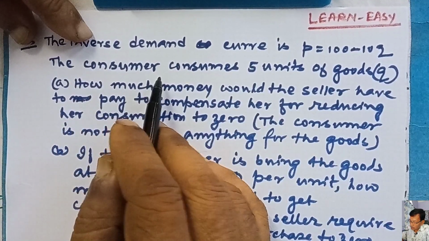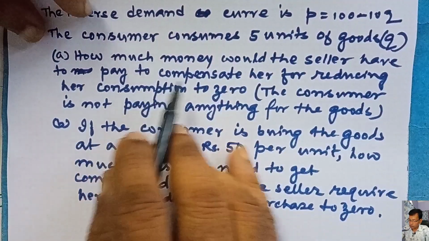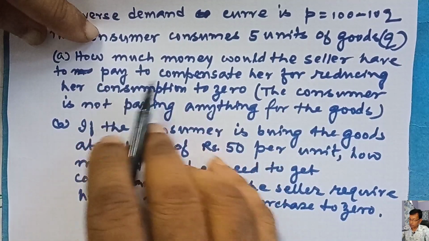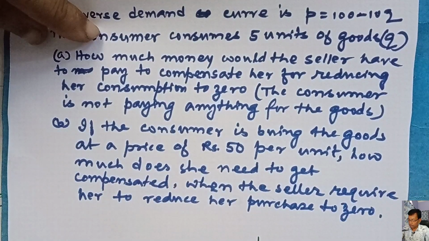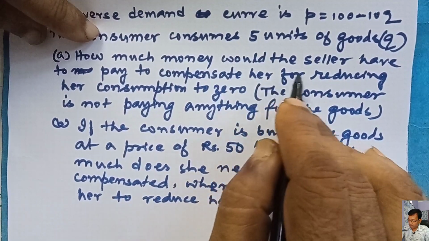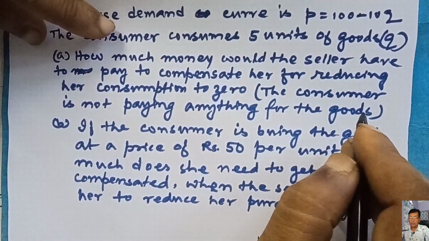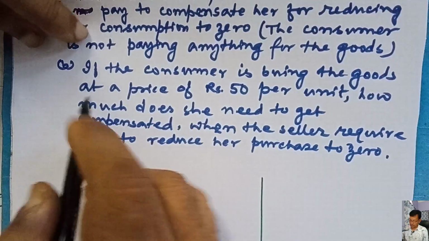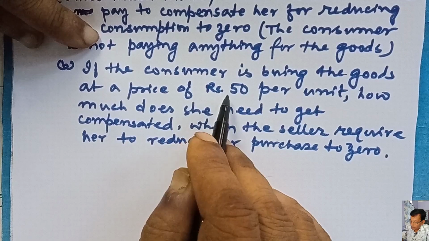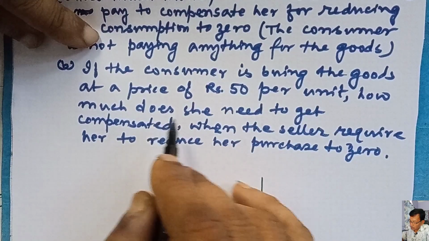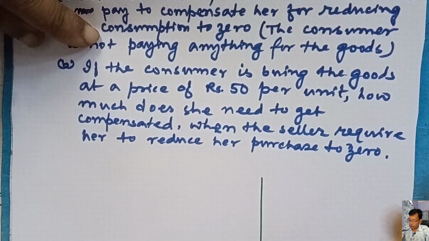The consumer consumes 5 units of goods, that is Q. How much money would the seller have to pay to compensate her for reducing her consumption to zero? The consumer is not paying anything for the goods. This is one condition. If the consumer is buying the goods at a price of rupees 50 per unit, how much does she need to get compensated when the seller requires her to reduce her purchase to zero?